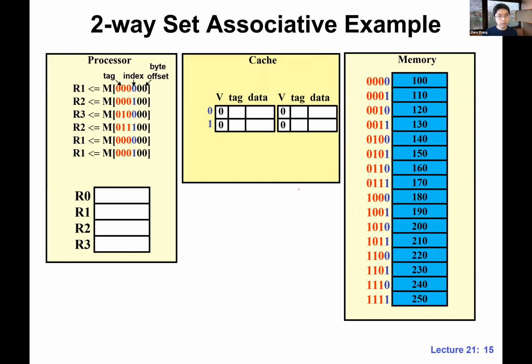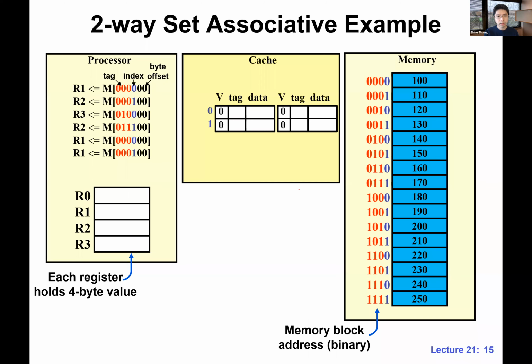Same address string. You have already seen this address string, I believe, in the last lecture, but now we are trying to map it into a different kind of cache, this set-associative cache. Same assumption: we have registers, RF, holding 4-byte values. On the right, I'm only showing you the memory block address, not a full 6-bit address. And we have data stored in the memory, using decimal numbers in this case. Let's look at the first line, the first read.